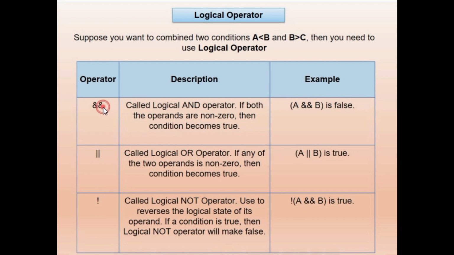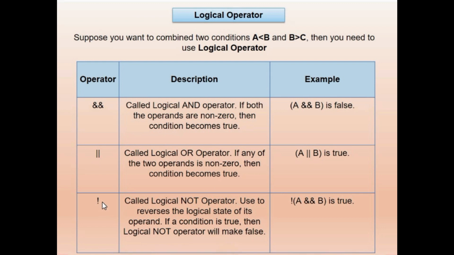The double ampersand sign is represented as the AND operator, called the logical AND operator. If both the operands are non-zero, then the condition becomes true. It says that both the conditions must be true, then only the final result will be true. If any of the operands is zero, then the result will be false. The next operator is OR. In this case, if any single condition is true from both the conditions, the result will be true.